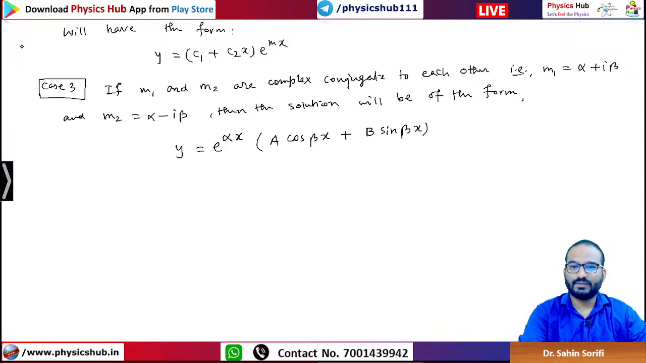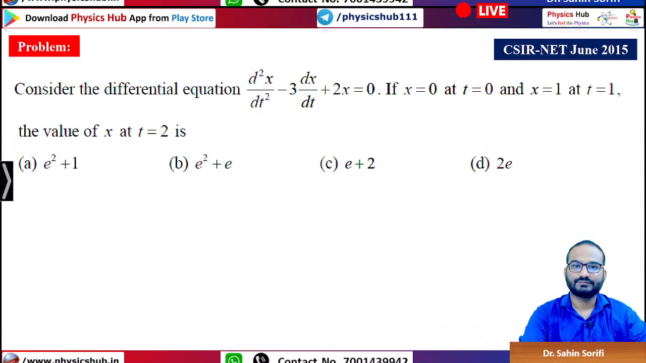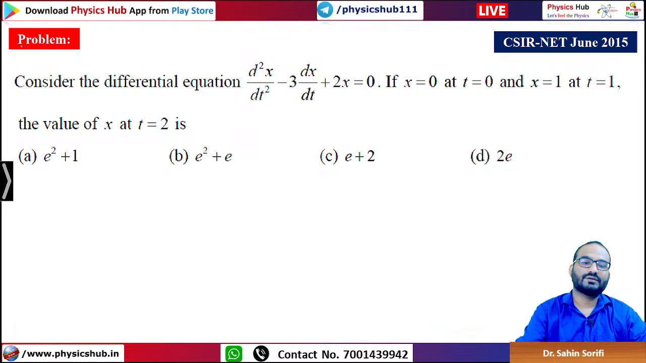Let's go for a problem. Look at this. Consider the differential equation given here: if x equals 0 at t equals 0, and x equals 1 at t equals 1, then what is the value of x at t equals 2? Do it quickly.